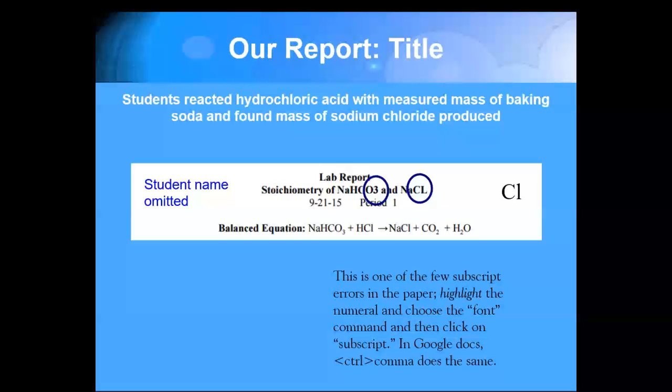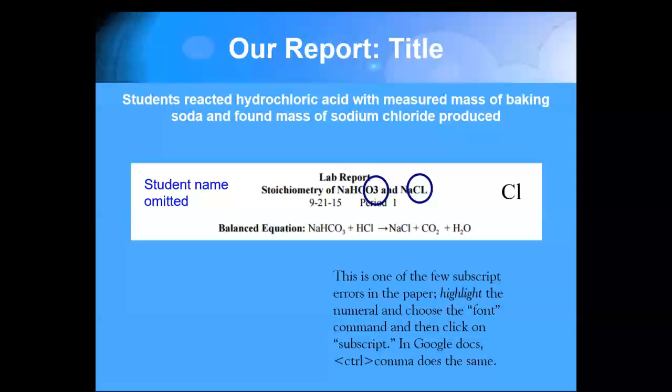The students were reacting hydrochloric acid with measured amounts of baking soda, and they were finding the mass of sodium chloride produced. There should be a 1-to-1 mole ratio there. So you can see here the title of the report and a date, and in this case period, and a balanced equation. Now you'll notice that the balanced equation has a subscript correctly on sodium hydrogen carbonate, but not in the title. That's one of the few subscript errors in this particular paper.